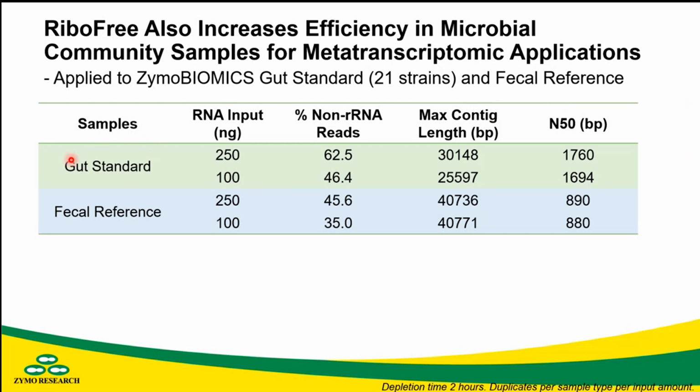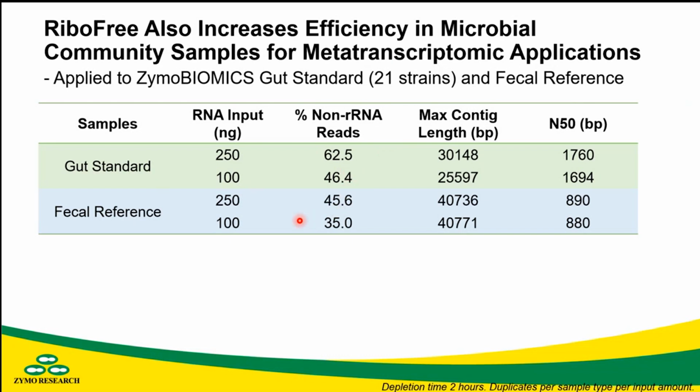So showing here in the green background data are the gut standard, and we tested with 250 nanogram of RNA as input, as well as 100. At 250, our non-RNA reads, in other words quality reads for any subsequent analyses, are 60%. And remember, had we not treated these RNA with ribofree library prep, there likely would be over 90% being RNA reads. In other words, below 10% or even below 5% would be these quality reads.